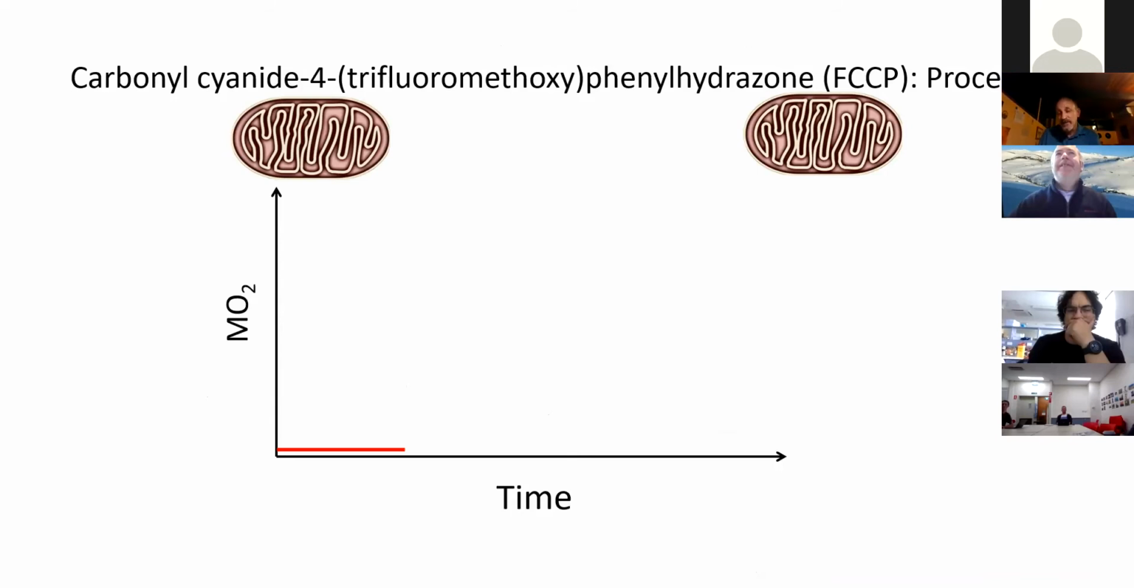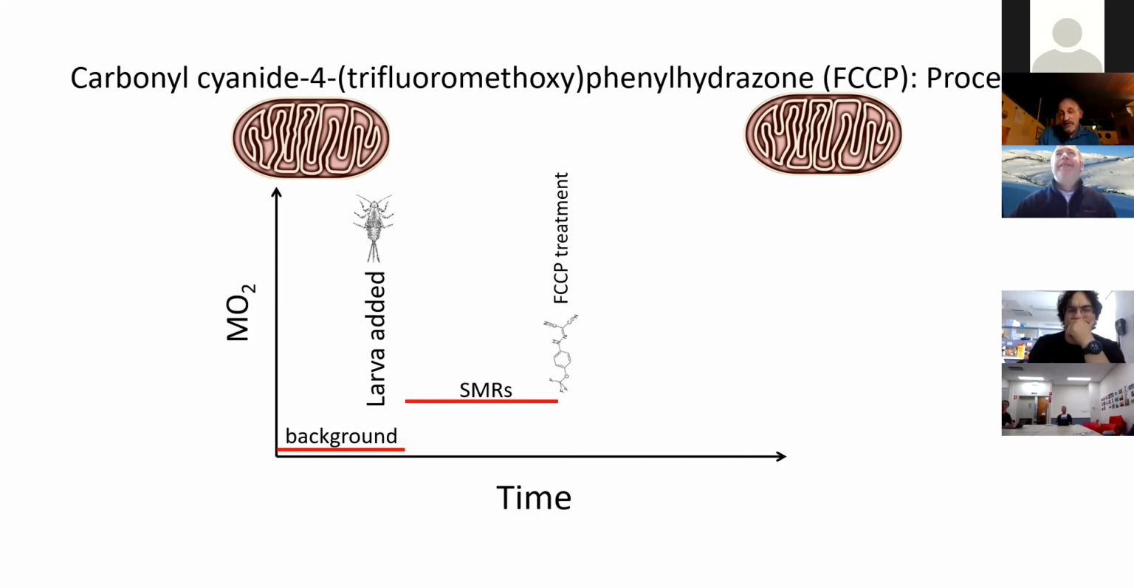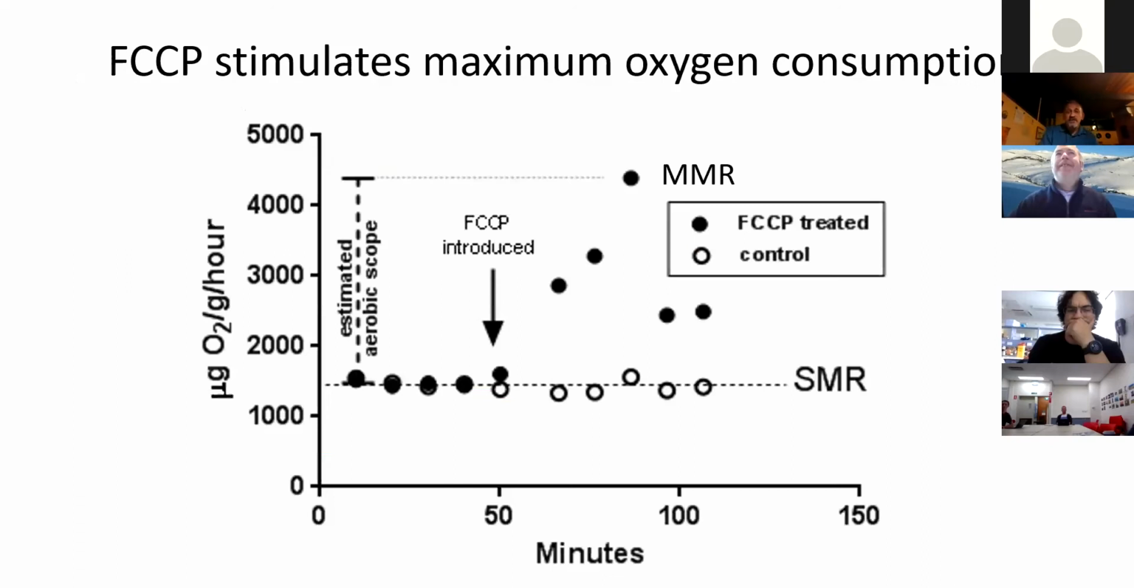So what we ended up doing instead is we used this agent, FCCP, which poisons the mitochondria and results in basically maximum oxygen consumption. The way we do these experiments is we've got the animals in these respirometry chambers, we get the background, we add the larvae, we measure standard metabolic rates several times over a period of time, and then we introduce the chemical treatment to the animal in the chamber, its oxygen consumption goes crazy, and we get an estimate of maximum oxygen consumption.